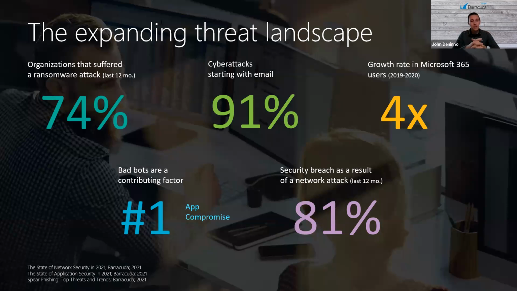Unfortunately, hackers have also figured out how to attack at a scale that is leveraging bots. And during the last 12 months, 81% of organizations experienced a network security breach. Again, that goes back to why gaining that visibility on the network is super important.